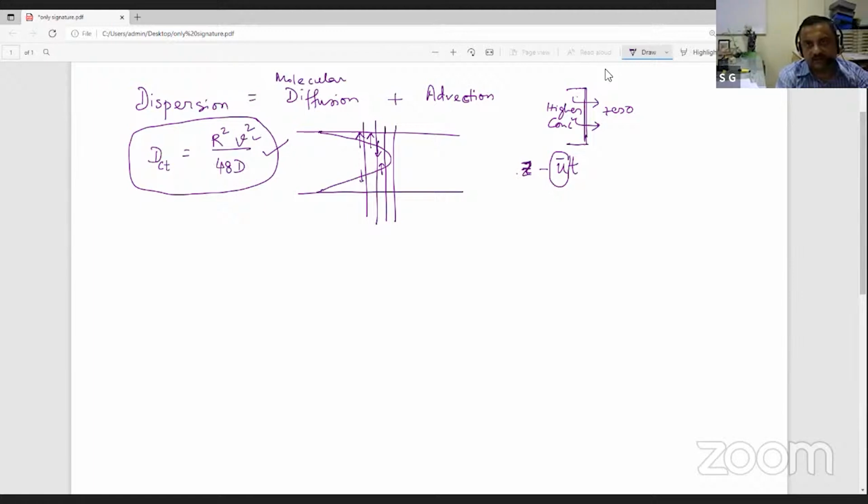Obviously this u bar has to be, in case of porous medium, the average velocity. So average velocity through the pore. This would be the same as the interstitial velocity inside the porous medium, because superficial velocity takes into account something else. So when we write the u bar in the error function term, this u bar has to be the interstitial velocity. That is one thing we must keep in mind.